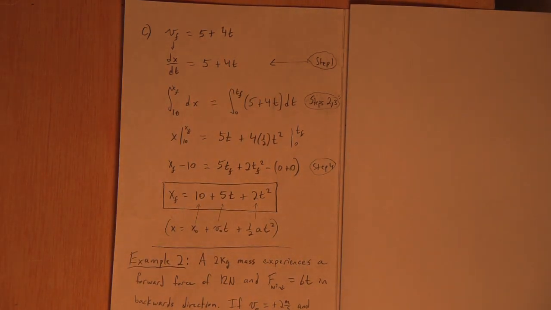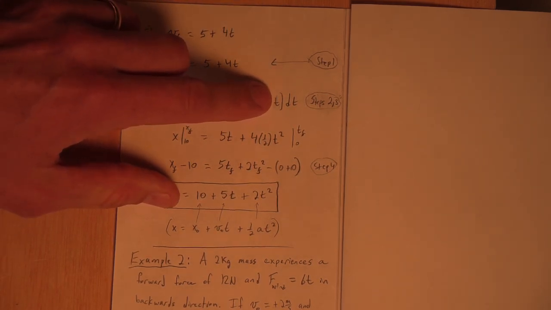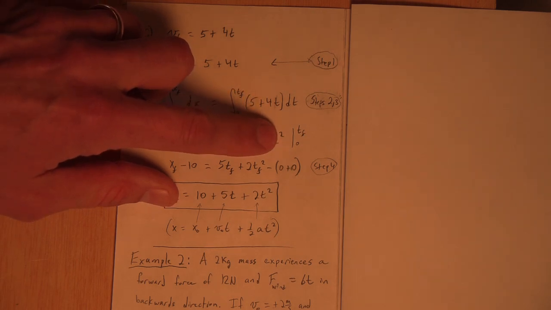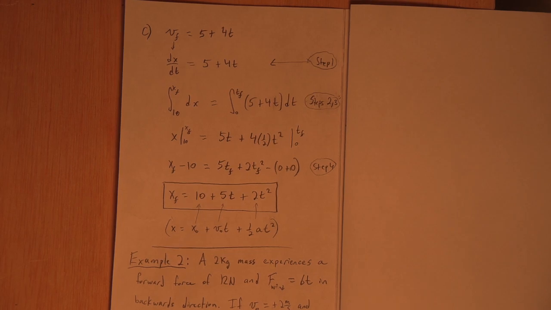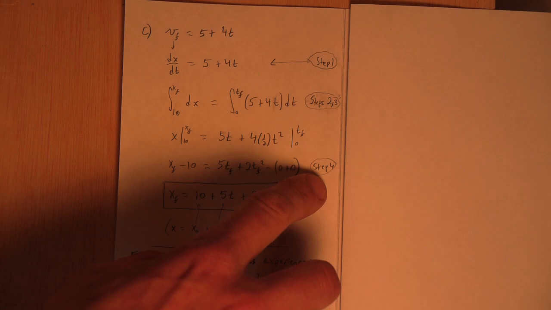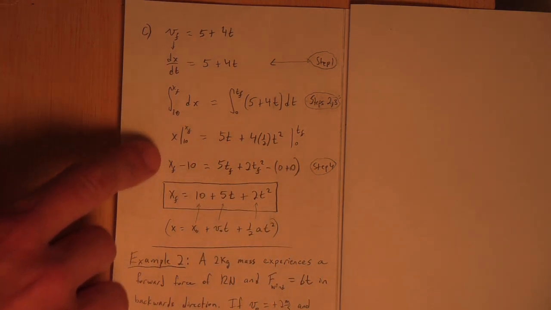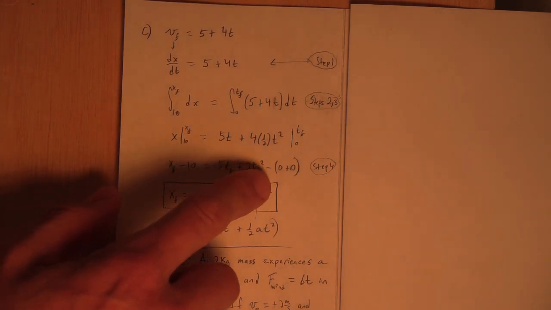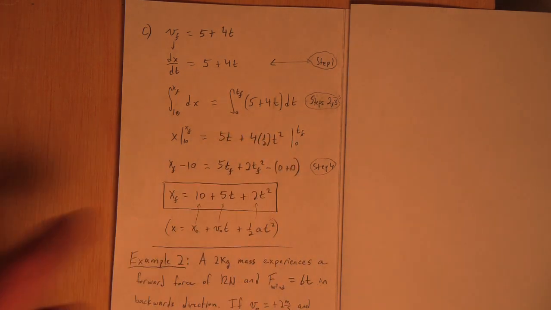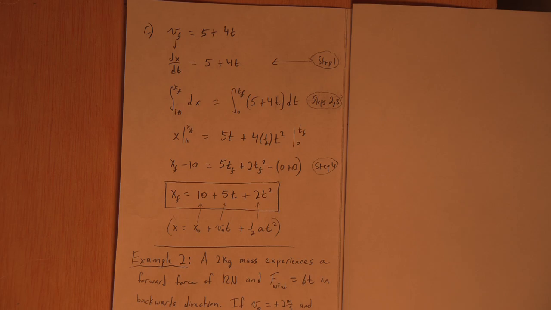This 4t dt integrates to add 1 to the exponent, make t to the 1, t squared, and then divide by the new exponent, which is 2 now. Now, finally, after I've integrated, step 4, I can plug in the limits and solve. So plug in x final minus 10, those are the limits there, and then t final into our function, and 0 into our function. And there we have our answer, 10 plus 5t plus 2t squared.